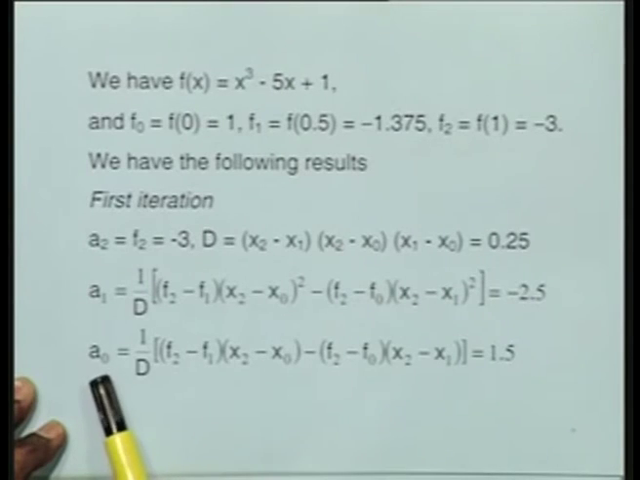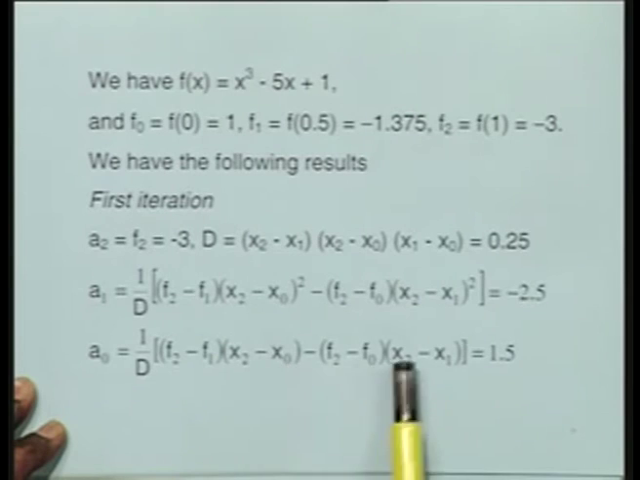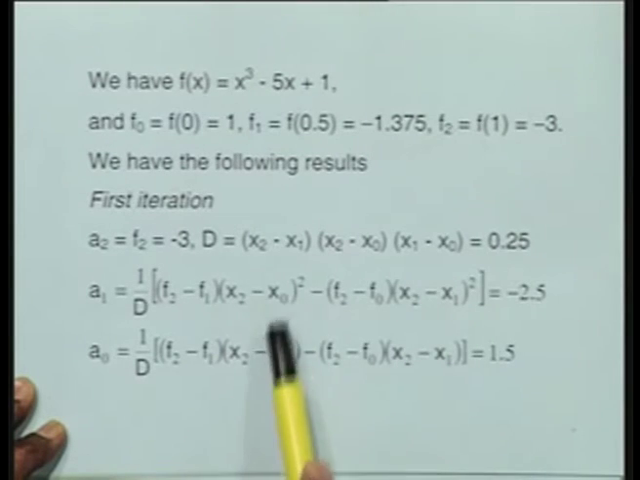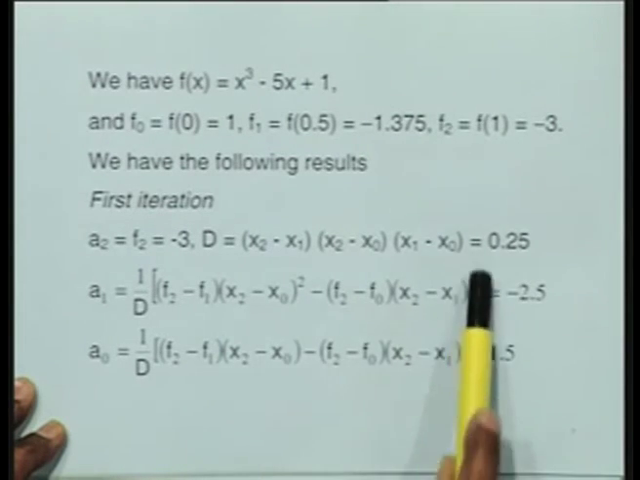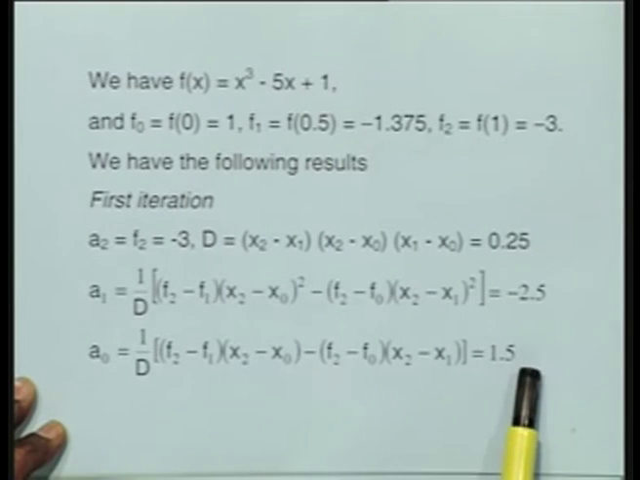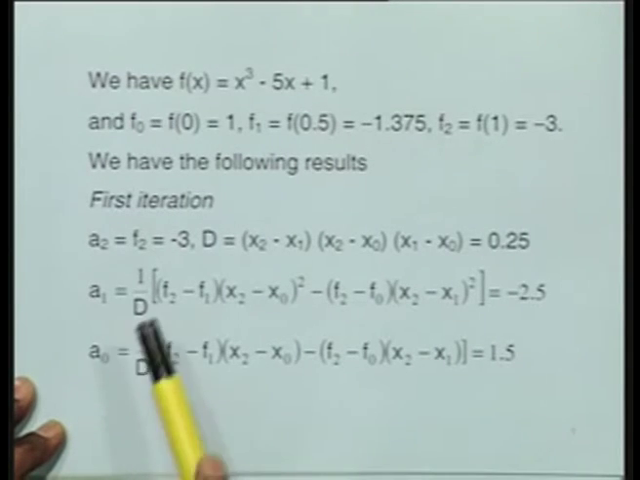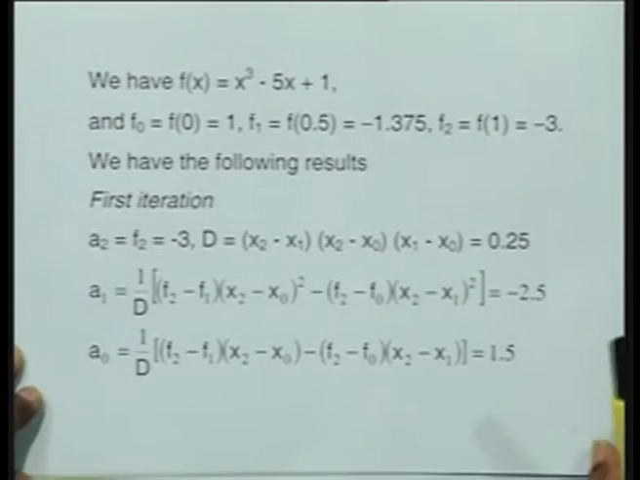Similarly this a naught is f2 minus f naught, x2 minus x naught, and here there are no squares, except that both these quantities are the same, and this quantity is 1.5. So I have now computed a naught, a1 and a2. Once I compute a naught, a1 and a2, I would then try to evaluate the quantity.